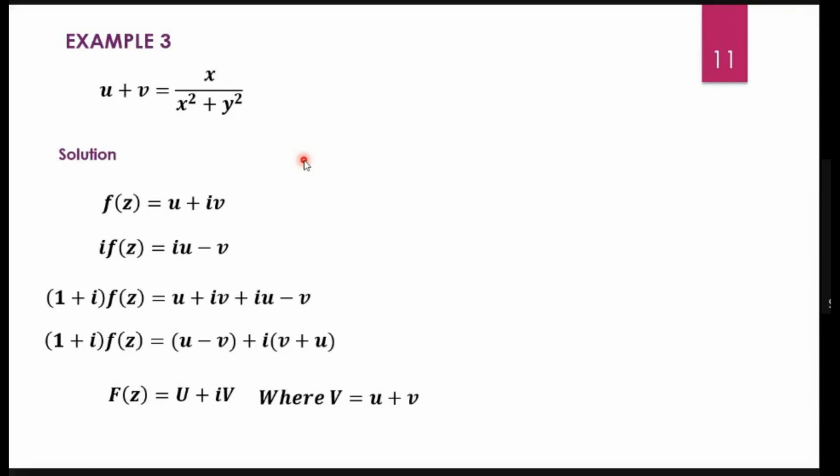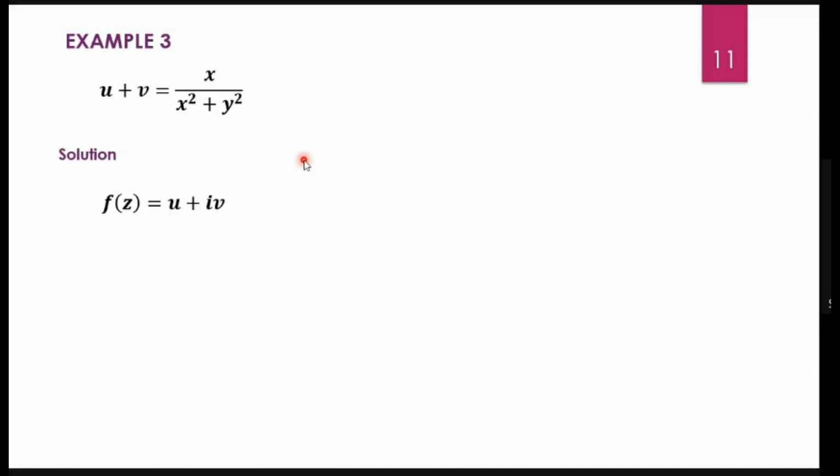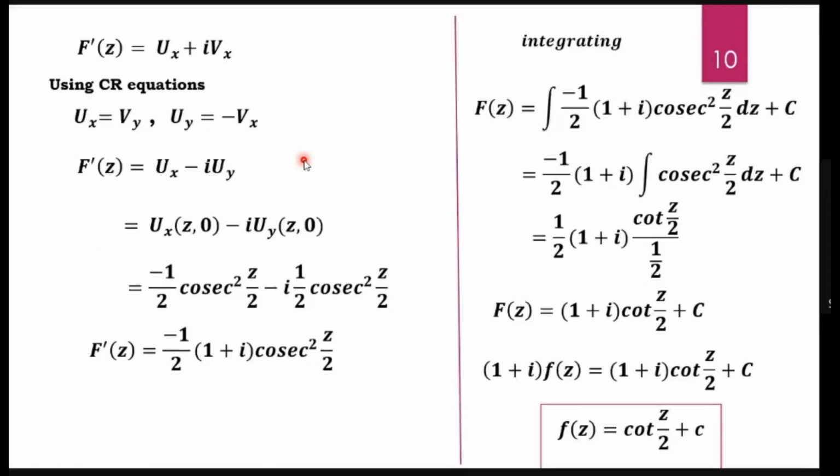Last step of 10th slide. What is the last step? यहाँ पे मैंने क्या किया? I have integrated this. Okay, f of z when I got cot z by 1 plus I into cot z by 2 plus some constant. I have taken that constant as capital C. Okay, I have taken the constant as capital C.